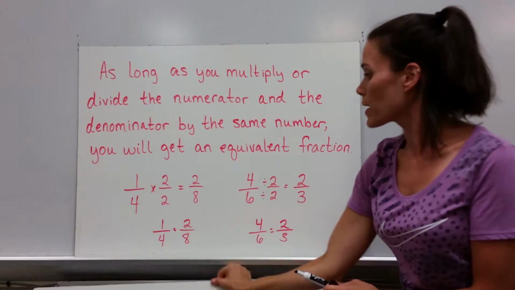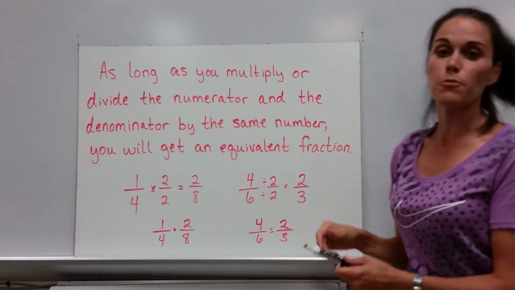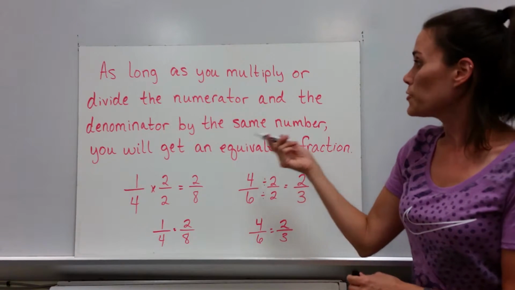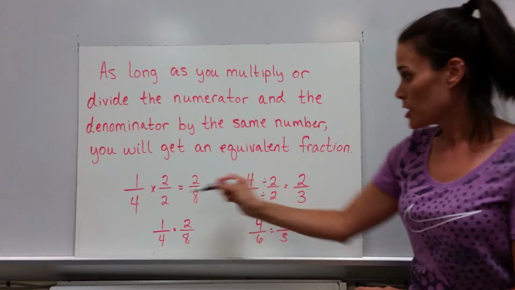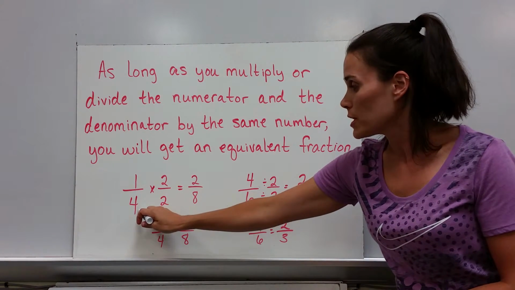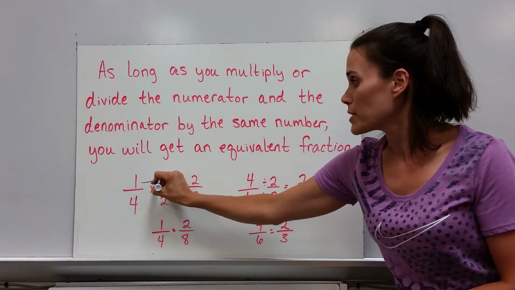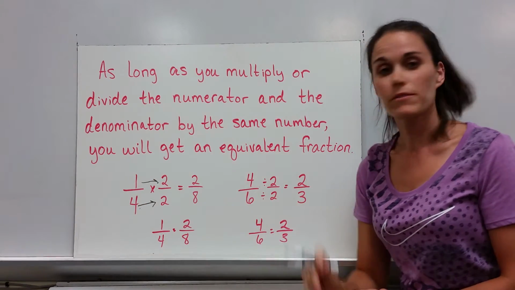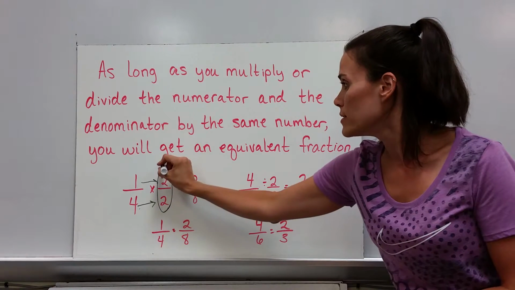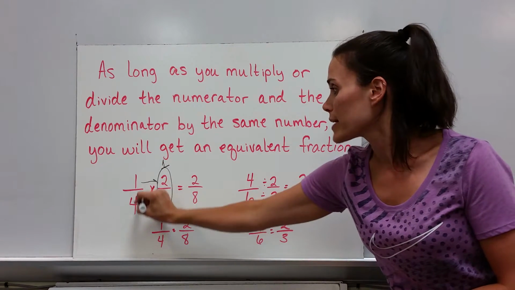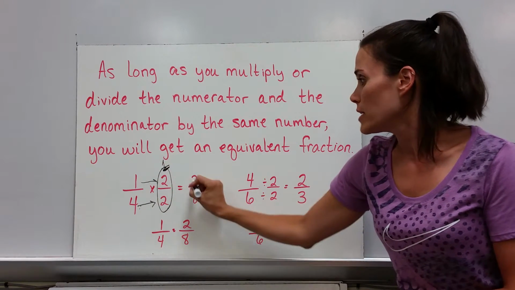All right, and then the last way, if you haven't noticed, as long as you multiply or divide the numerator and the denominator by the same number, you will get an equivalent fraction. So in this example, we have 1/4. We're going to multiply the numerator by 2 and the denominator by 2. We have to multiply by the same number. And you can see 2 over 2 is 1. So you're multiplying this fraction by itself, and you get 2/8.